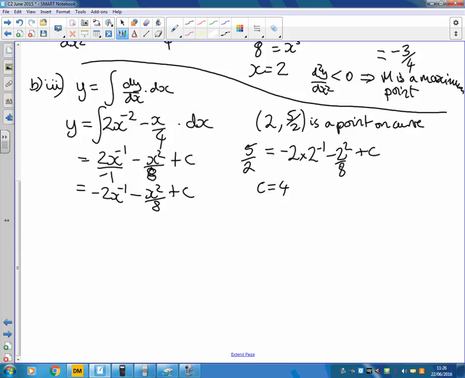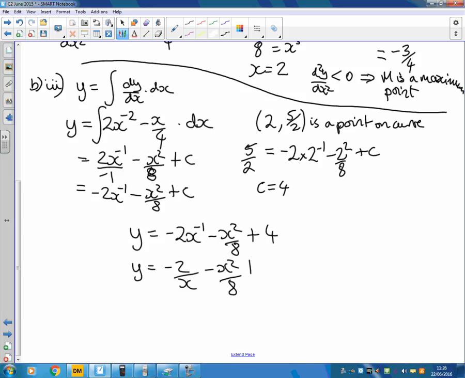Now we've found c, we can put this together, so the final answer is that y equals minus 2x to the negative 1 minus x squared over 8 plus 4. If you're good with indices, you should be aware that that's the same as moving that x to the minus 1 to the bottom there, but that's not necessary for the final mark.